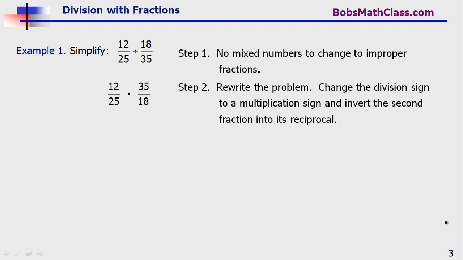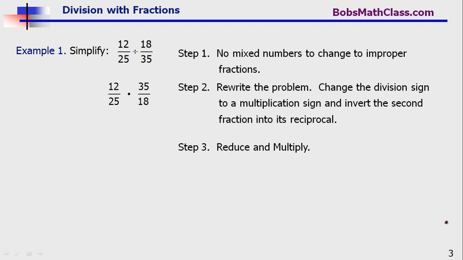So that becomes 12/25 times 35/18. Remember the first fraction, just bring that one straight down. Keep that one exactly the way it is. Change division to multiplication, and then change the second fraction. Flip the second fraction into its reciprocal.